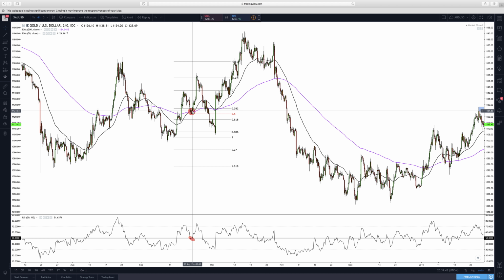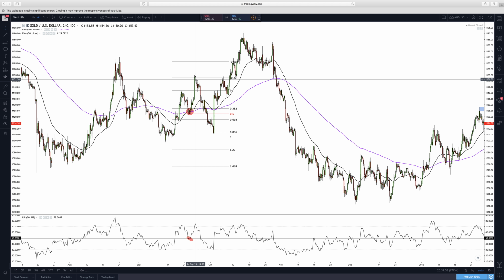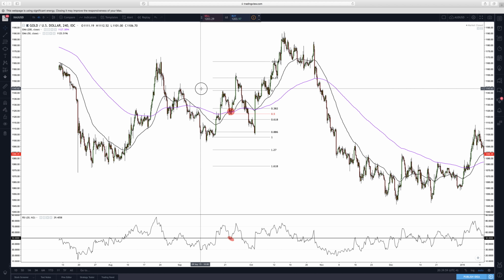You enter off the bullish engulfing, let's say somewhere around here, or even up here, so 1128. Price went up to the negative 27 fib extension, and we're at 1151. You got 130 pips right there, easy.